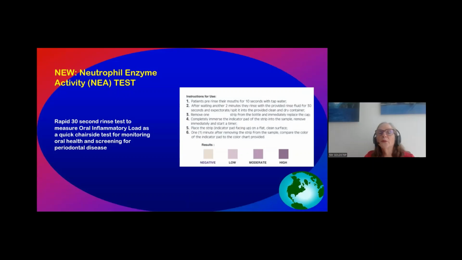So basically, the patient has to rinse rapidly for 30 seconds to measure the oral inflammatory load. And then they wait 2 minutes to rinse with the rinse provided. They take a strip out of the bottle. They immerse the indicator strip into the saliva, and after 1 minute, you can see the different colors of the strip, and they indicate whether the patient is negative, low, moderate, or high in terms of oral inflammation.